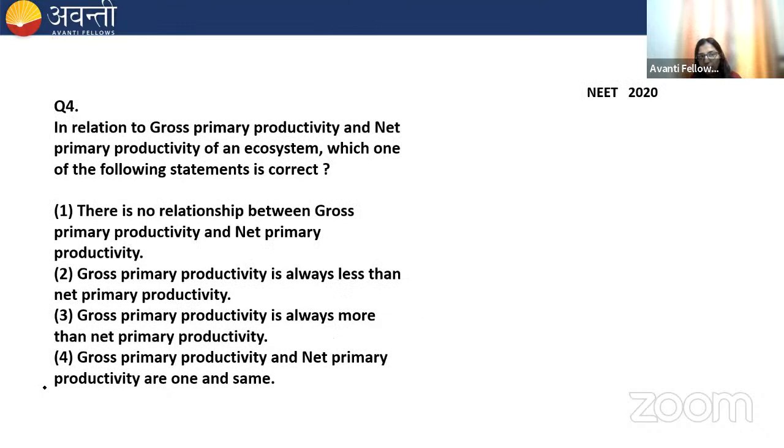Next one is, in relation to the gross primary productivity and the net primary productivity of an ecosystem, which one of the following statements is correct? There is no relationship between the gross primary productivity and the net primary productivity. Second is the gross primary productivity is always less than the net primary productivity. Third is gross primary productivity is always more than net primary productivity. And the fourth is gross primary productivity and net primary productivity are one and the same thing. Very good, Gauri. Very good, Veena.